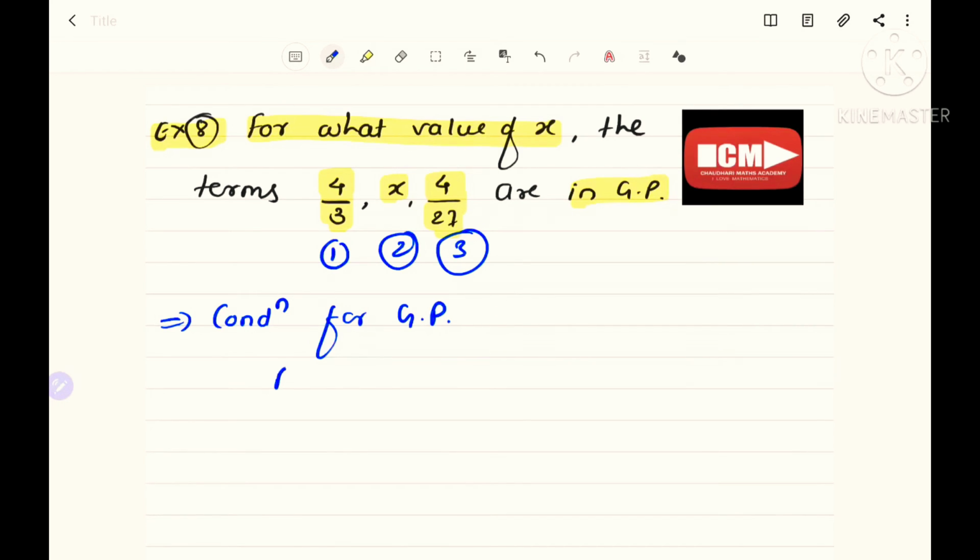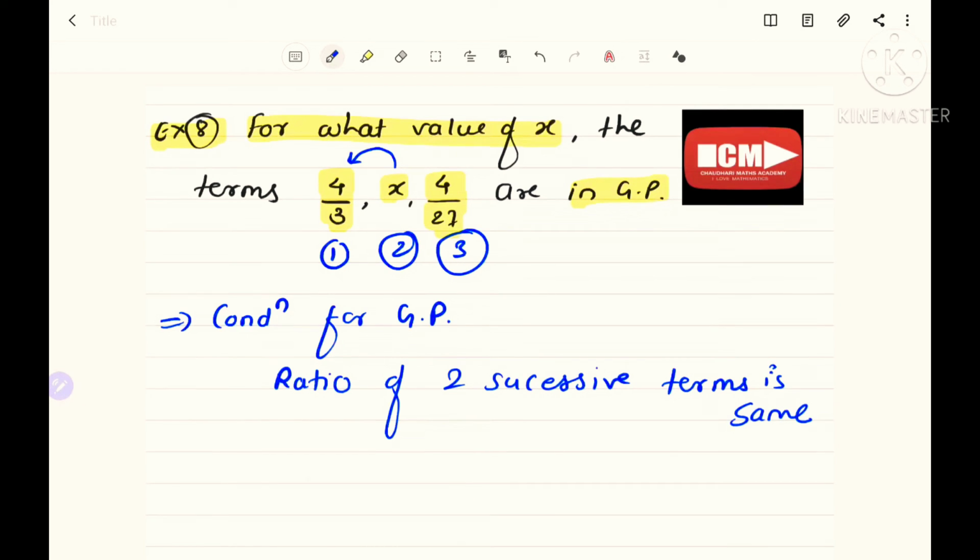The condition for GP is that the ratio of two successive terms is always constant. So the ratio of two successive terms is always same. Instead of constant I am using the word same, it will be very simple to understand this. Since this is in GP, here I am taking the ratio of these two terms, means x divided by 4 by 3. This must be equal to the next ratio, that is I am dividing this 4 by 27 with this x.